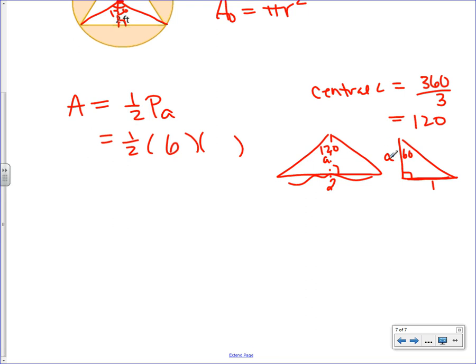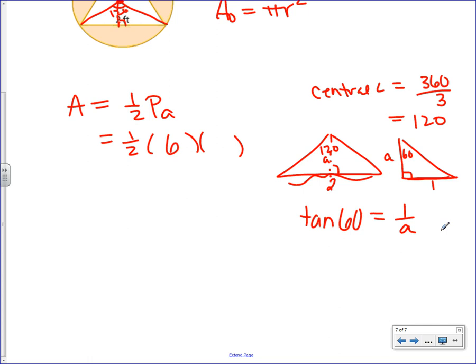Okay? So I've got 60, I've got the 1, and I've got the A. What is the 1 called? Opposite, adjacent, or hypotenuse? Opposite. What's the A called here? Adjacent, so we're going to use tangent. Tangent of the angle equals opposite over adjacent. So that'd be tangent of 60 equals 1 over A.